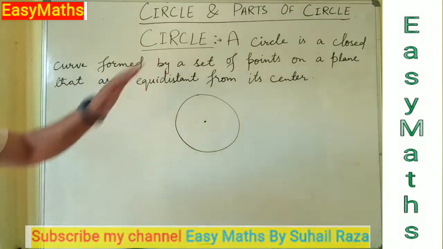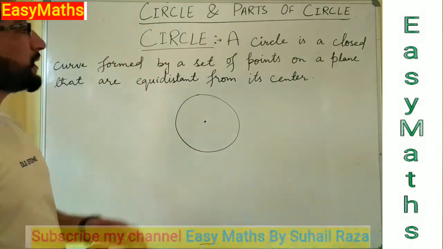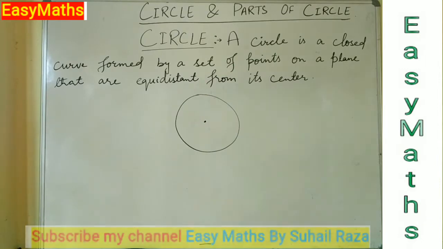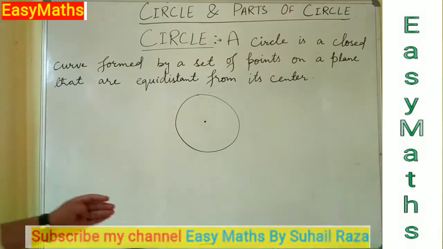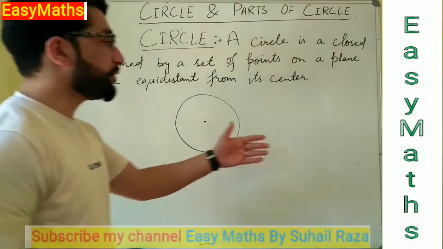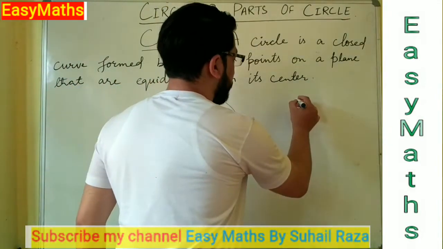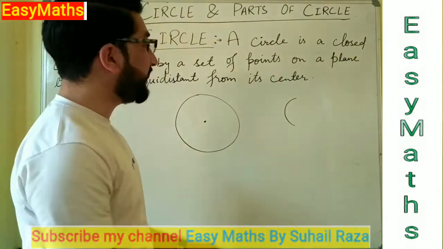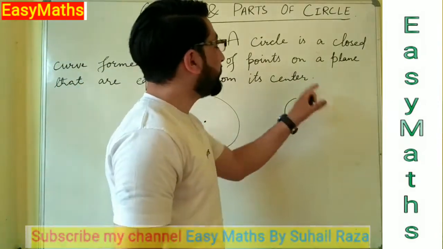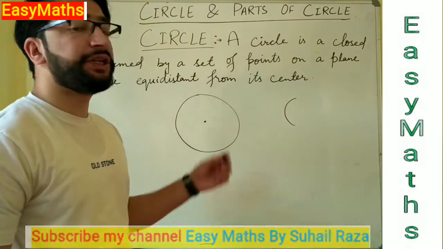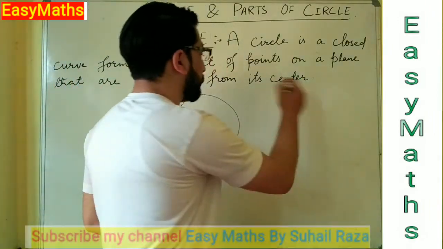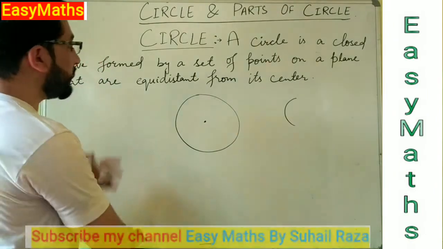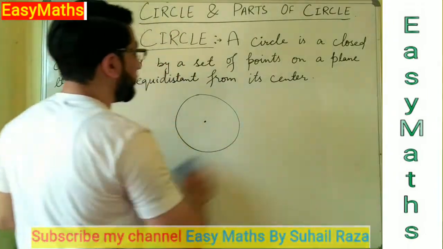Today's topic is circles. As you can see on the screen, a circle is a closed curve formed by a set of points on a plane that are equidistant from its center. As I told you, what is a curve? A collection of points in a curved way is a curve. But when we draw a curve in a closed shape, that closed shape represents a circle. So here we have drawn a circle.